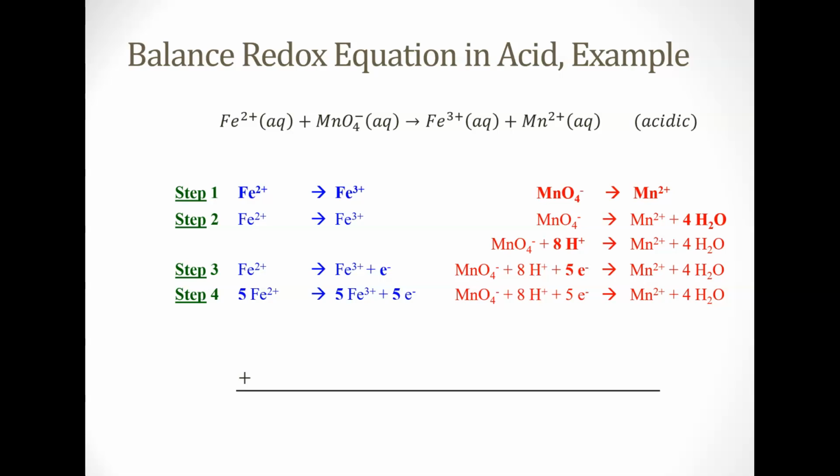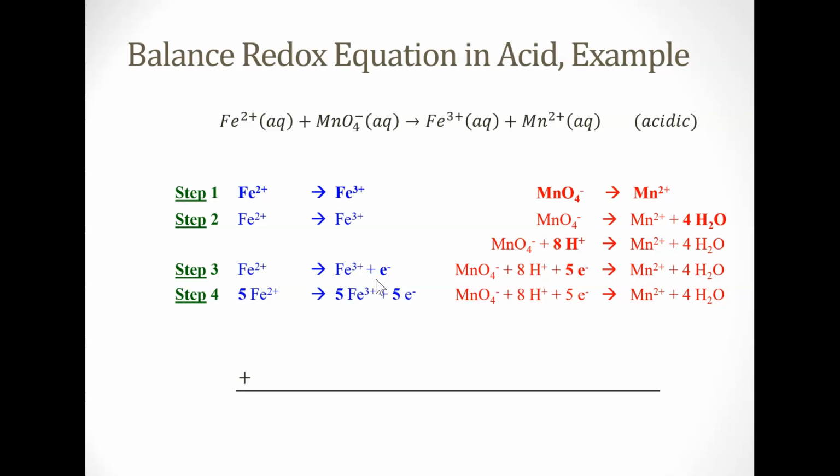The fourth step is to balance the number of electrons. You can see in step 3 we had 1 electron on the oxidation half reaction, 5 electrons on the reduction half reaction. So we must balance the number of electrons by multiplying the oxidation half reaction by 5. And when we do that, we have 5 electrons being transferred to the permanganate ion.